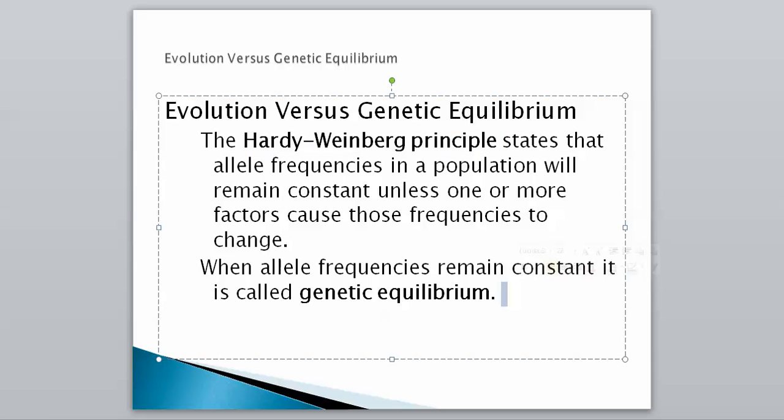So again, I'll probably ask you a question on the quiz. What is the term that is the exact opposite of evolution? And the exact opposite of evolution is genetic equilibrium. And what it's saying is we have a principle that states that genetic equilibrium will be the overriding thing. It will happen if there are forces that fail to act on a population.